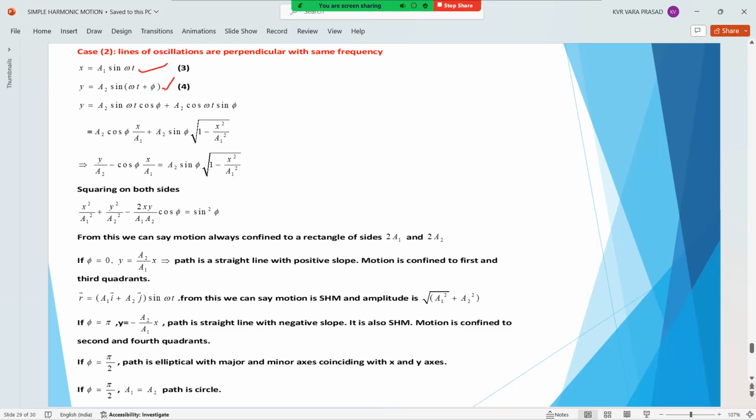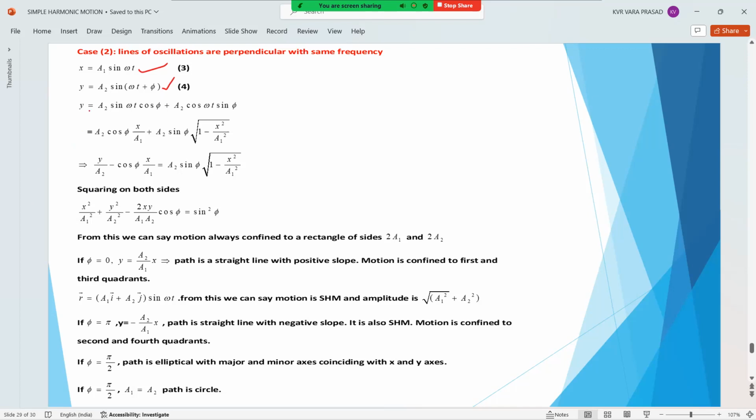If both forces are acting simultaneously on that particle, then what will be the path of that particle? That means now we have to focus on the path equation. And the path equation means we have to connect the x and y coordinates by eliminating time. See how to do that.